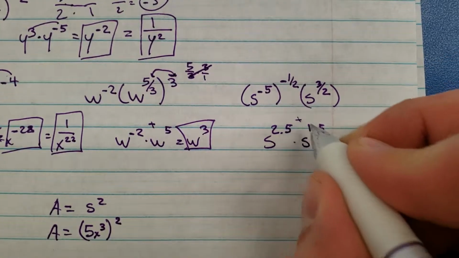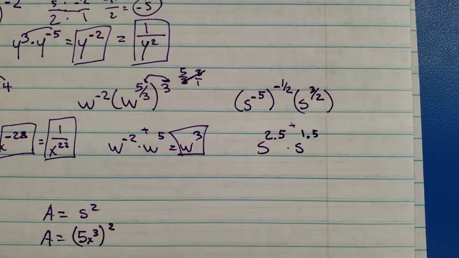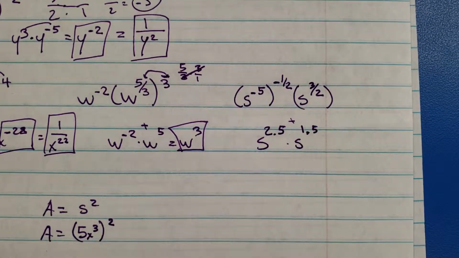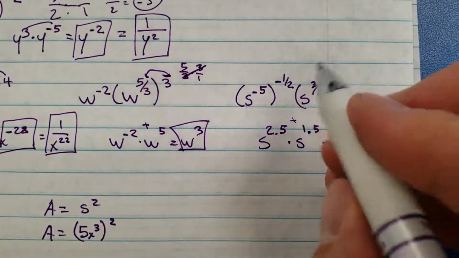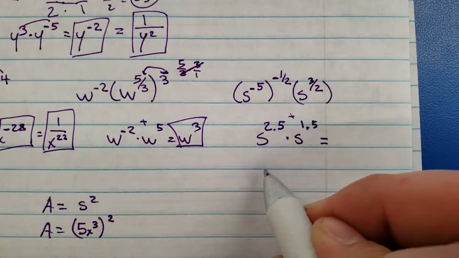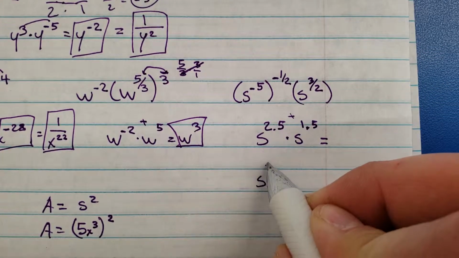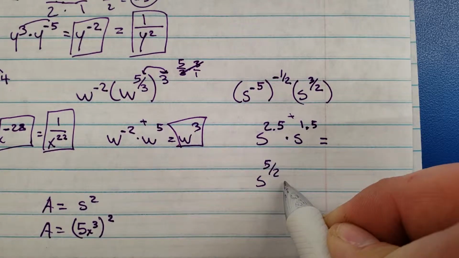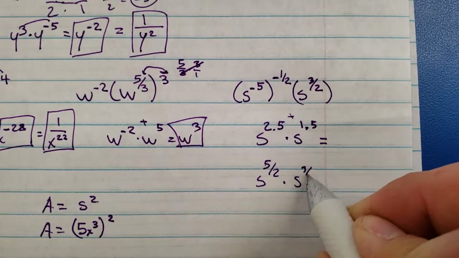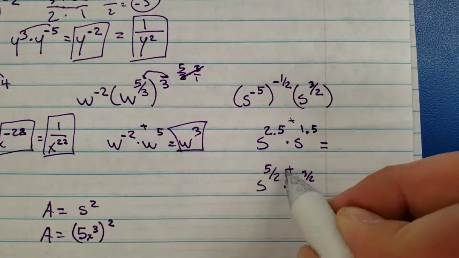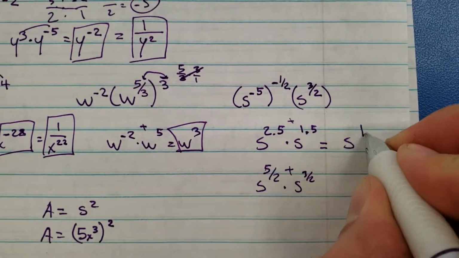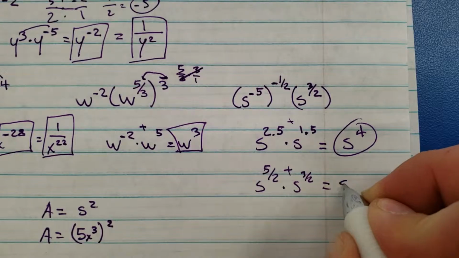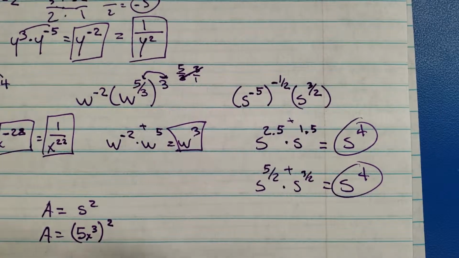It's all addition anyway. So if you want to change your fractions and make them decimals and add them, that works. If it works for you and you get the right answer, I really don't care how pretty it looks. If I were a meaner math teacher, I would make you write it as s to the 5 halves times s to the 3 halves, and you add them. 5 halves plus 3 halves would be 8 halves, but guess what? 2.5 plus 1.5 is 4 anyway. So there you go. s to the 4, no matter how you get it. You don't have to do things a certain way as long as they work for you.